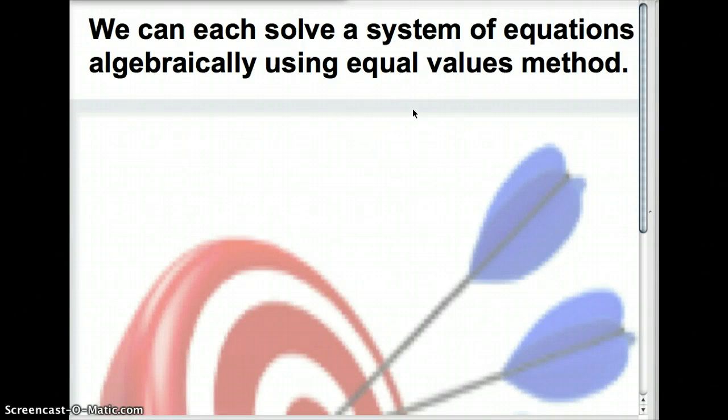Today we're solving systems of equations. We want to really key in on solving them with the values method again. So let's get started here.